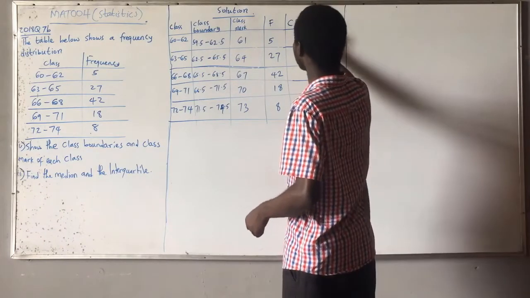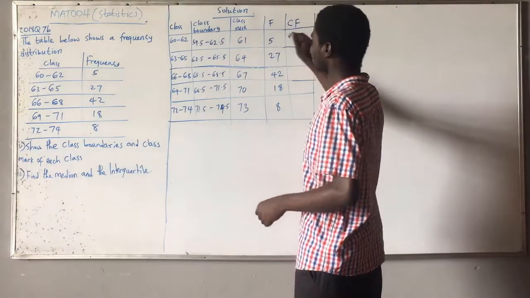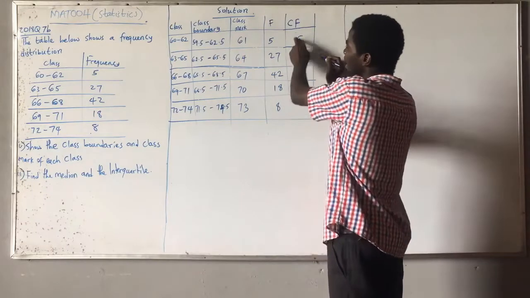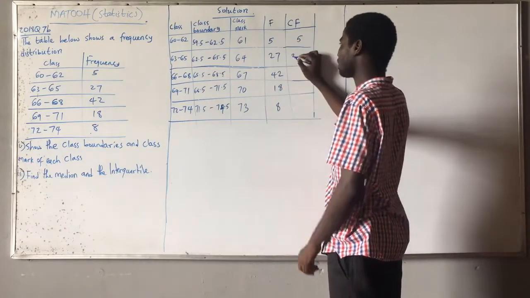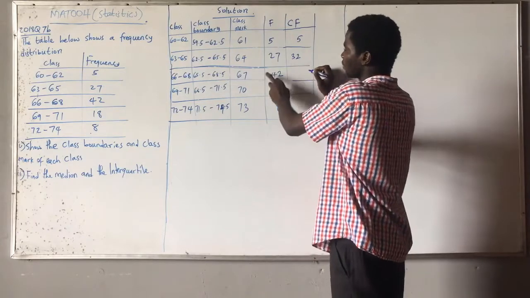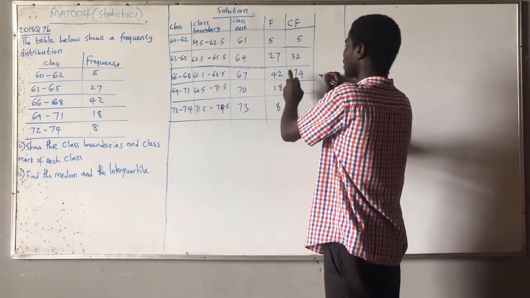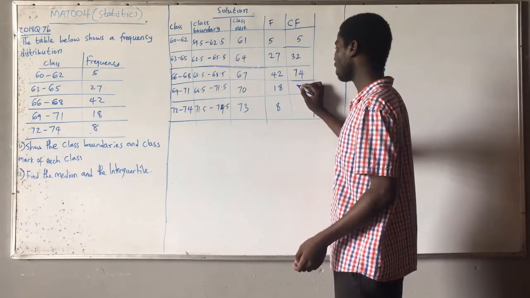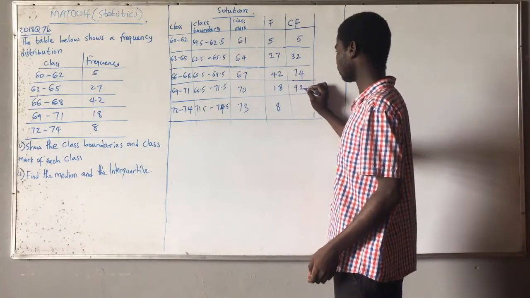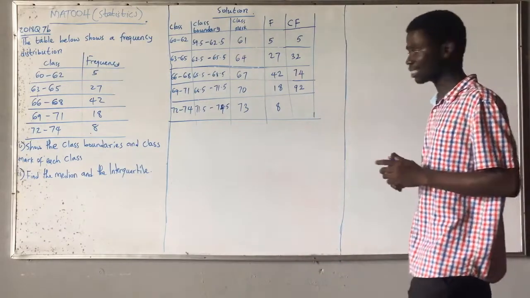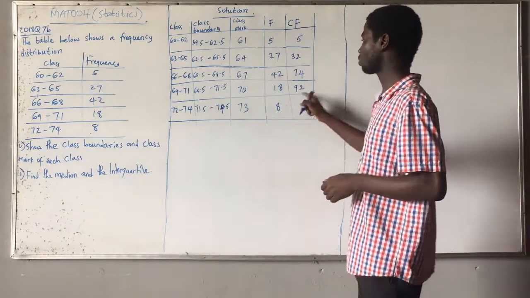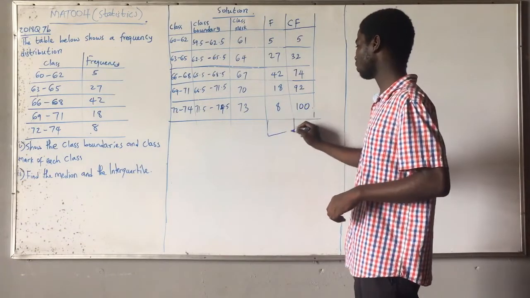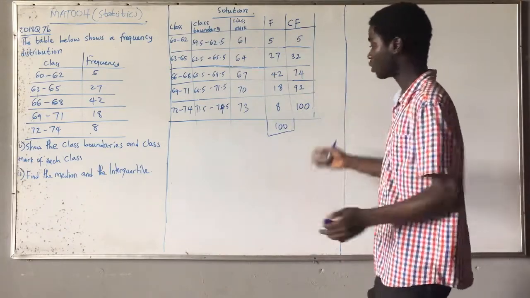So cumulative frequency, this is 5. Look at the way you calculate cumulative frequency. 5, you have 5. 5 plus 27, 32. 32 plus 42, 74. 74 plus 18 will give me 92. 92 plus 8 will give me 100. And if we actually calculate the summation of the whole frequency, you will get 100 as well.